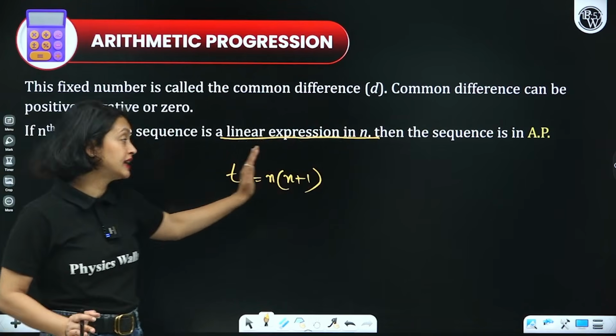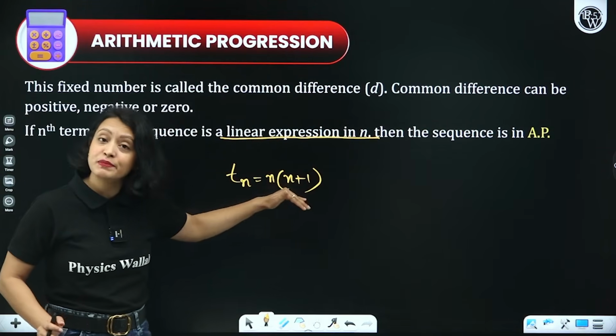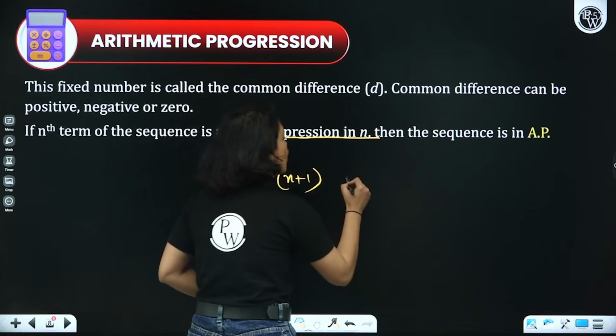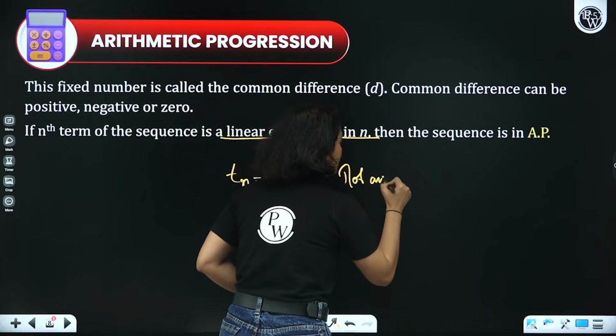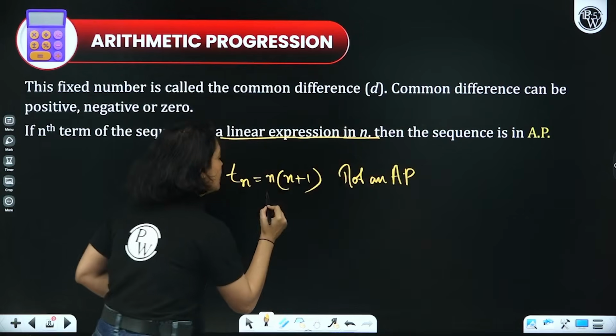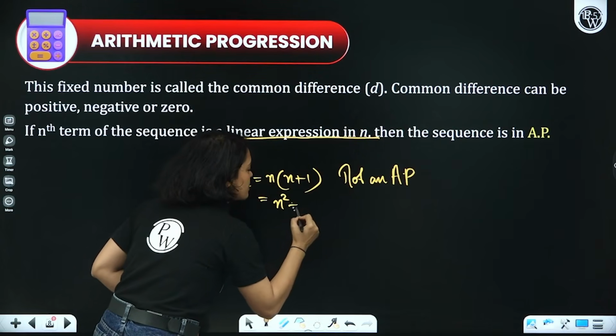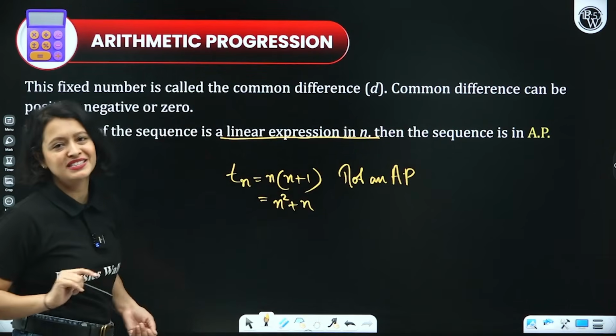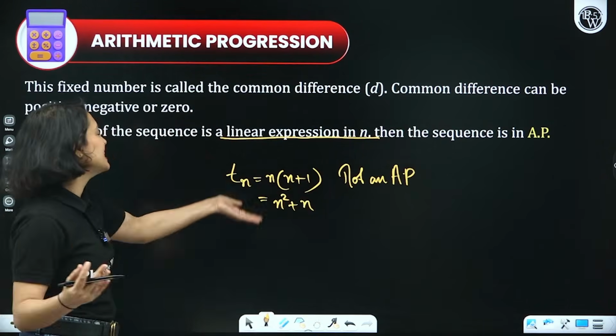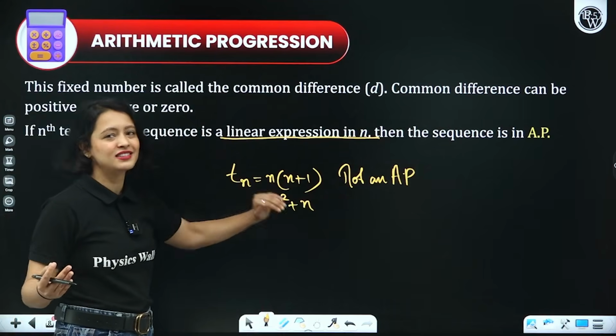Now here, if I ask you, if I have a sequence in which the nth term is determined by this formula here, will this be an AP? The answer would be not an AP. Why not an AP, everyone? Because this here is not a linear expression, because this is n square plus n. Linear means degree 1, guys, if you have forgotten. So yes, n square plus n. Here, this is not an AP.